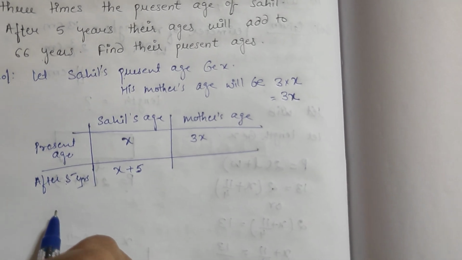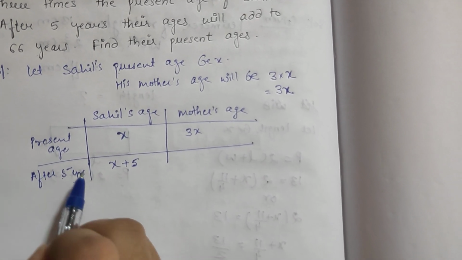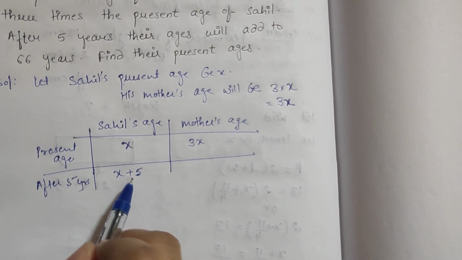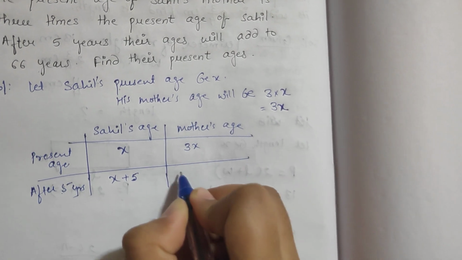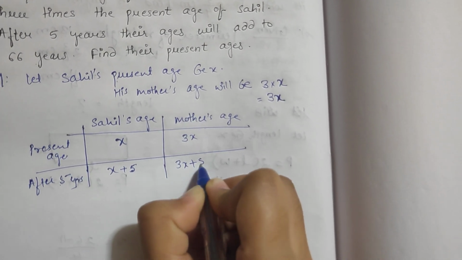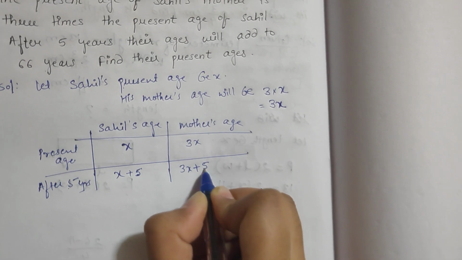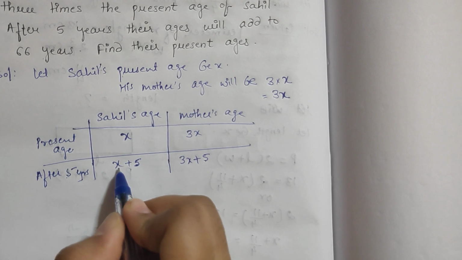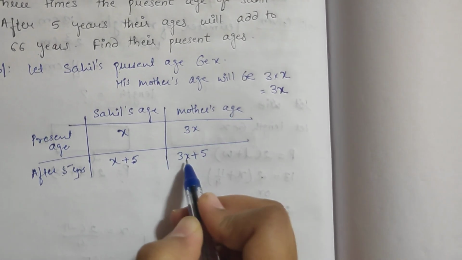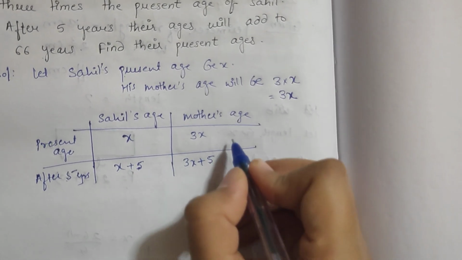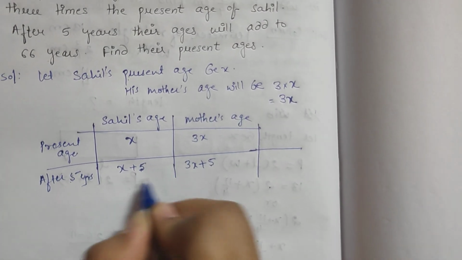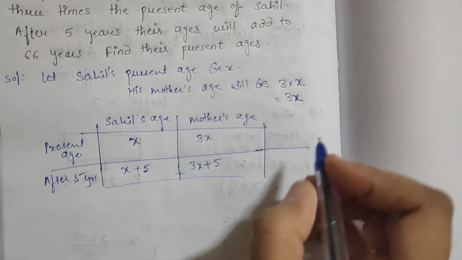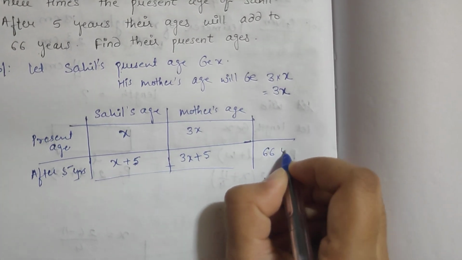If in some questions you find 5 years ago, it means you have to subtract. Here they have given after 5 years, so we have to add. So here what will be his mother's age? His mother's age will be 3x plus 5. Why this 5? Because these are the years they are talking about. After 5 years, his age will be x plus 5 and his mother's age will be 3x plus 5. Now they have given that the total of these ages, x plus 5 plus 3x plus 5, together add up to 66 years.